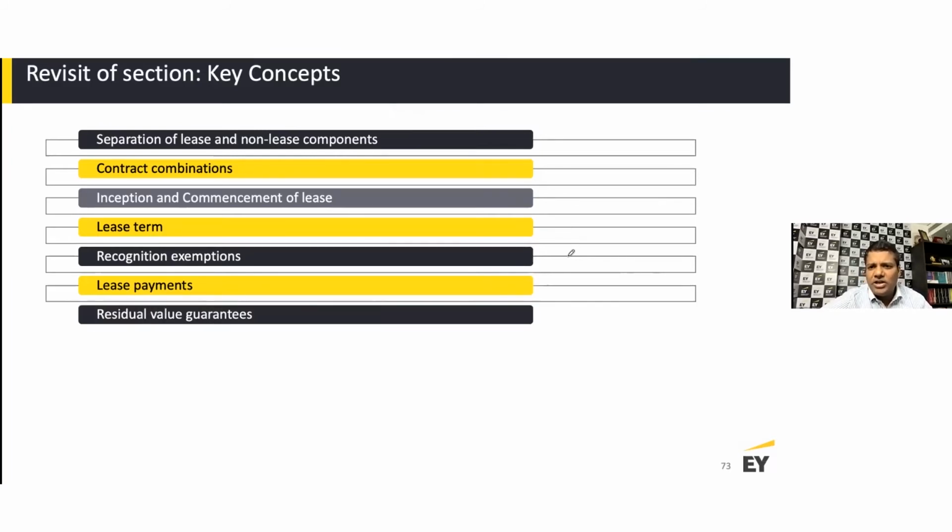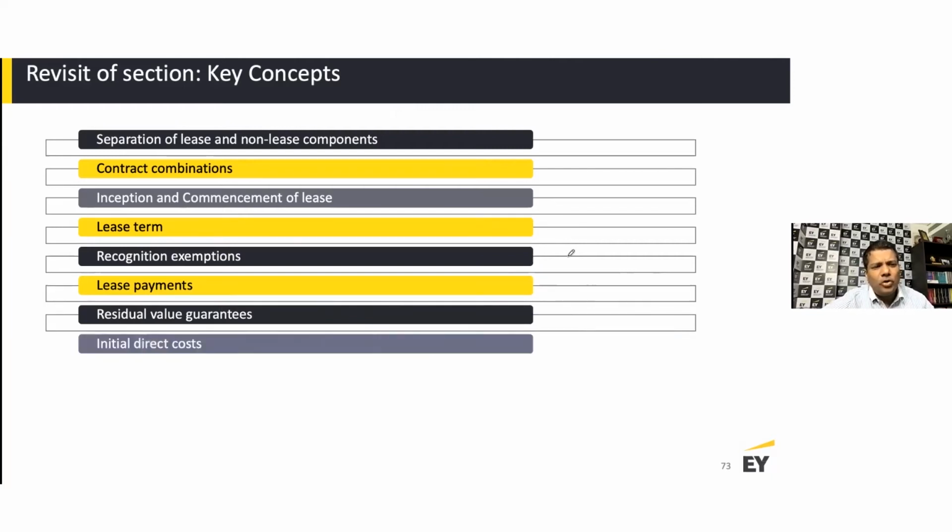Then we talked about the residual value guarantee. Let's say you made a guarantee of 20,000 under the arrangement and you expect to recover only 12,000. That means 8,000 is the shortfall, which you need to account for. That 8,000 needs to go into the right-of-use asset. We also talked about the initial direct costs, and what needs to be included.